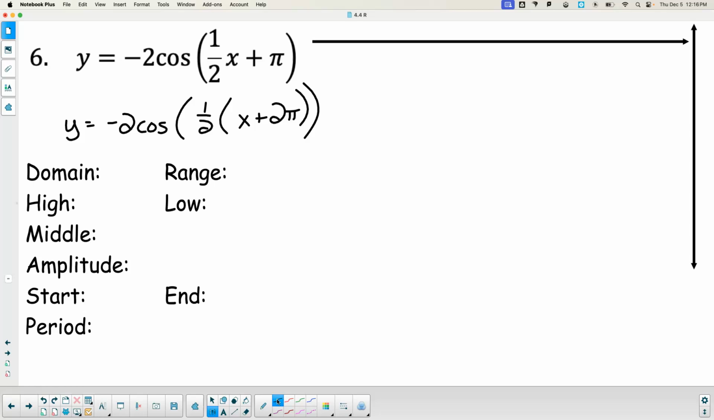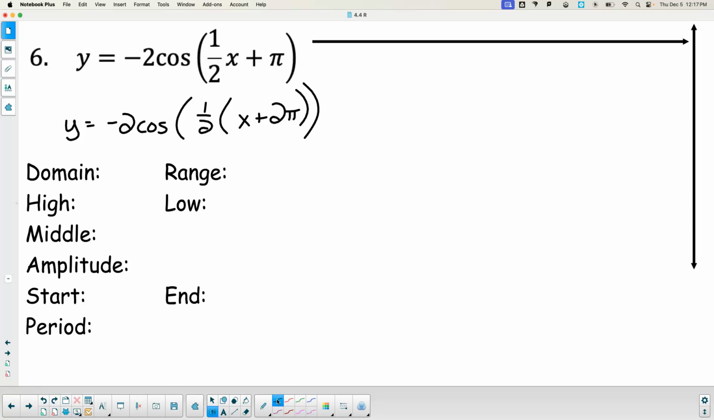Okay, because I got to factor out the 1/2, right? Which means I got to divide by 1/2 to factor that out. Or, conversely, when I multiply it back in, I got to be able to get pi. So 1/2 times what gets me pi? It's 2 pi. Yep.